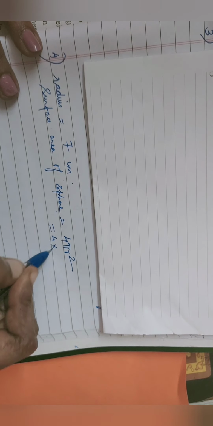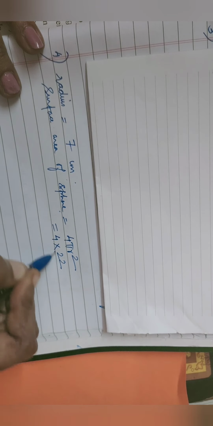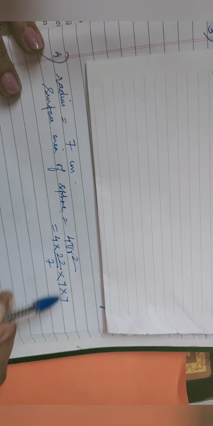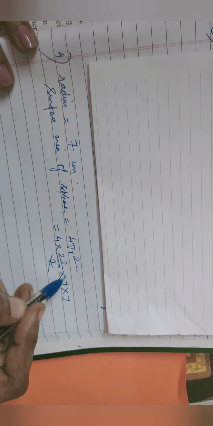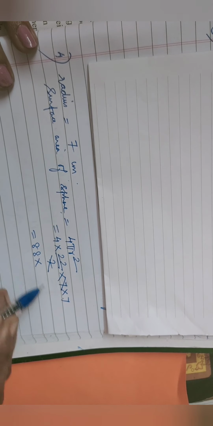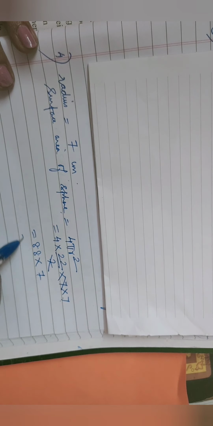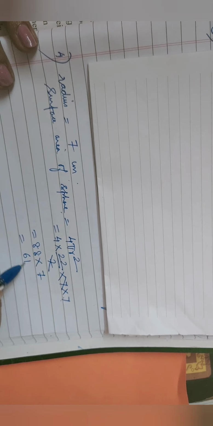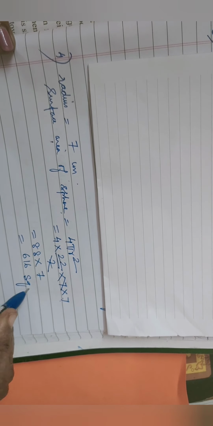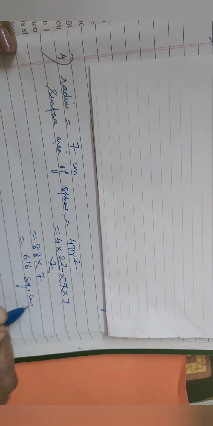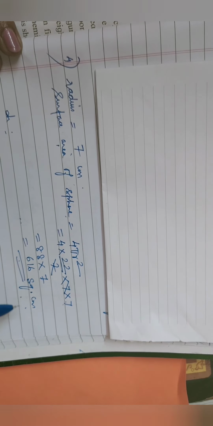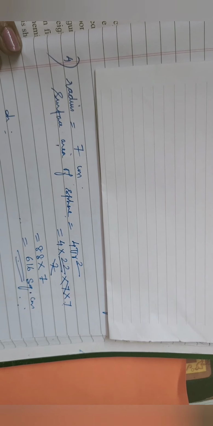So 4 into pi, how much are we going to take? 22/7. R is given as 7 here. 7 into 7, because it is a square here. 7 gets cancelled. 4 into 22, it's 88. 88 into 7, that is 616. Now as we have an area here, we always use square centimeter. So what is the answer? You have to write that the surface area of the sphere is 616 square centimeter.